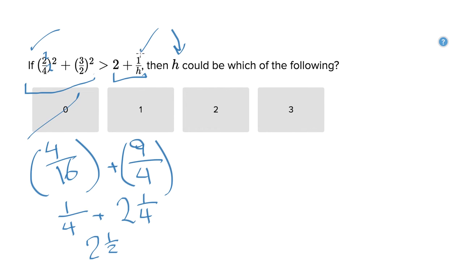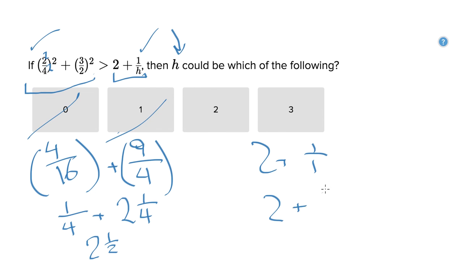Now we can't plug in 0 for h. If we do that, we're going to be dividing a number by 0, and that's an undefined value. So we can cross that one out right away. If we do 2 plus 1 over 1, say, that's going to give us a value of 3. And 3 is greater than 2.5, than 2 and a half. So that's not going to work.